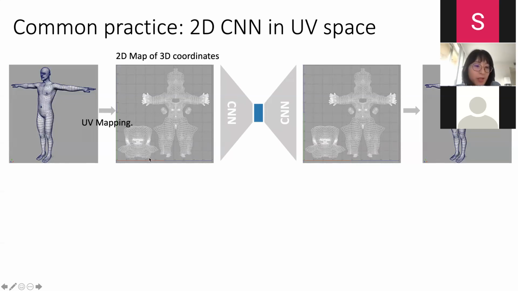In this image, each pixel corresponds to a certain position on the human body. So the value of each pixel, instead of being RGB, is the XYZ of the position of a certain vertex on the body. Now that we have the 2D image, we can use a regular CNN to get the latent code and decode it to get the image again. And from the image, through UV mapping, we can reconstruct a 3D body from the UV image.